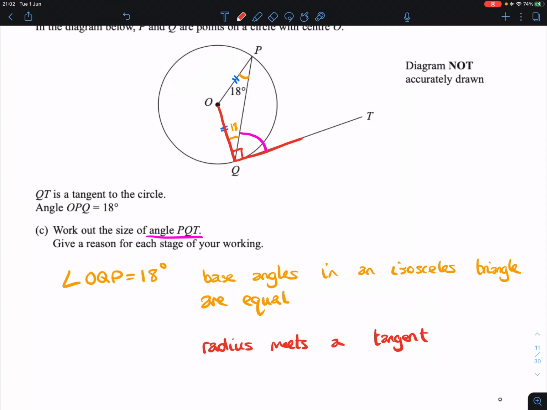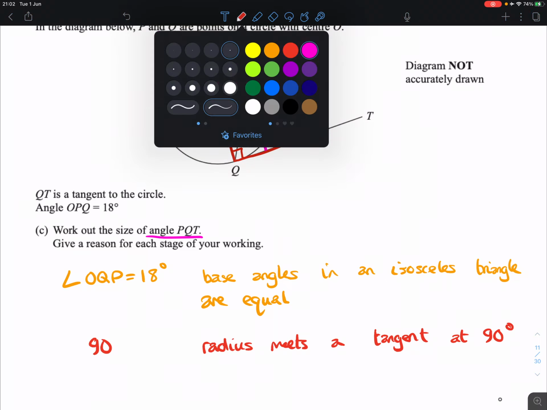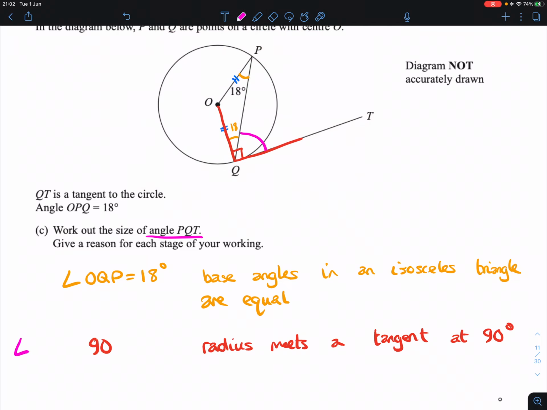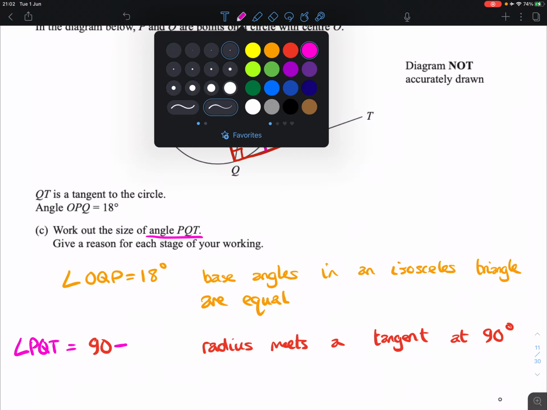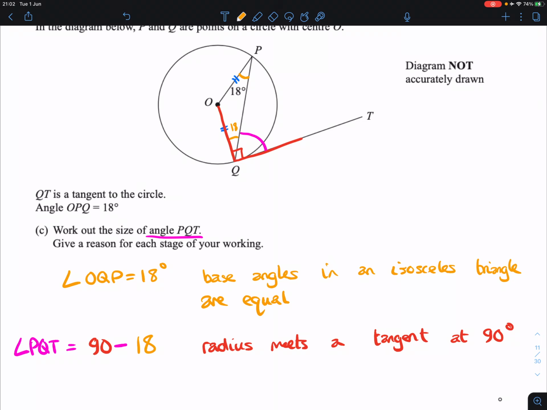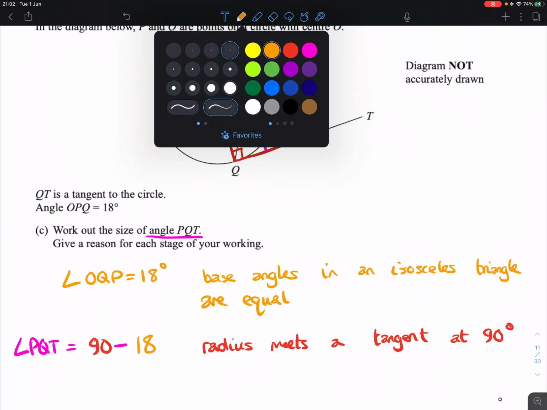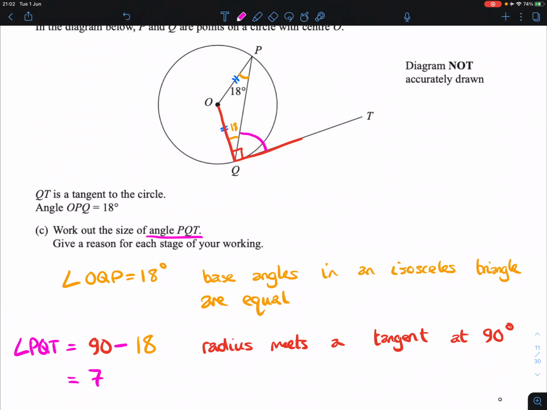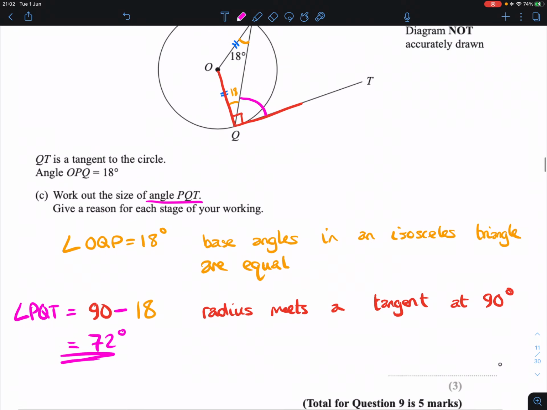So radius meets a tangent at 90 degrees, which allows us to say that our answer, our angle PQT, is going to equal 90 minus the 18 that we had from before. And that's going to give us 72 degrees. That's it. Done.